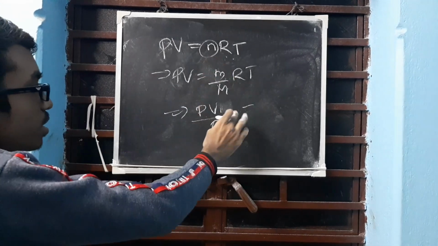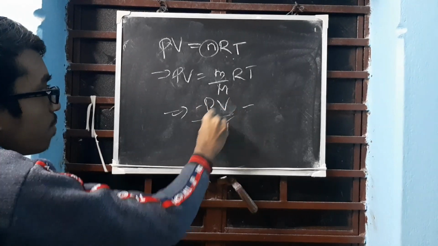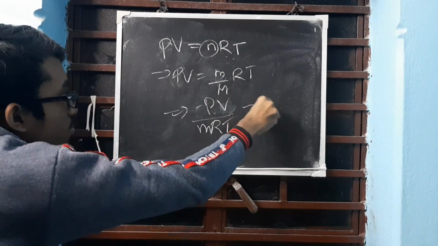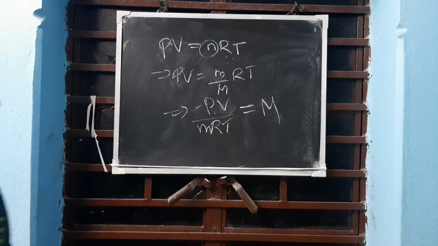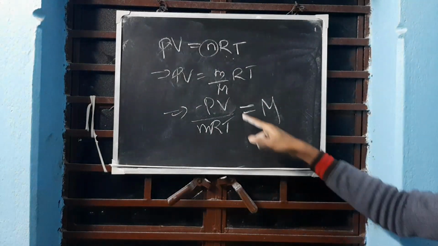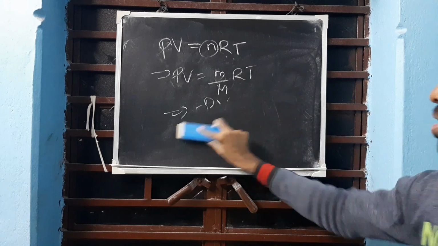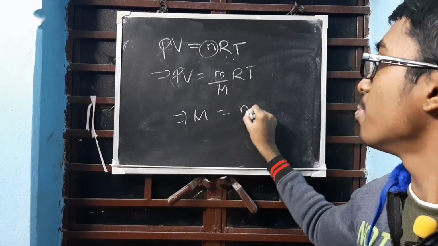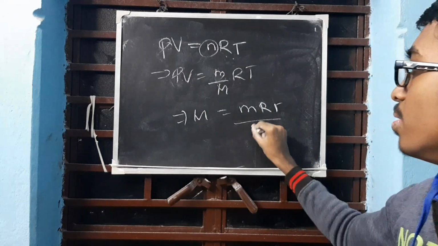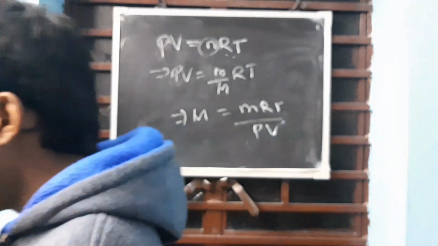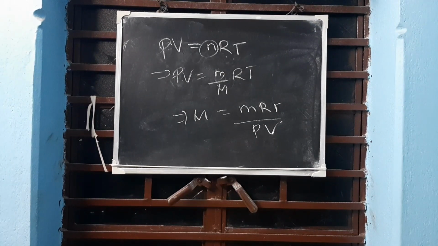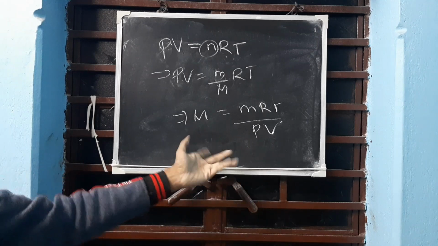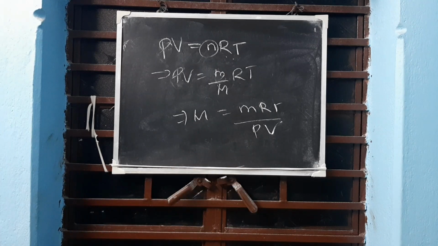Here m was there, so here you will not write anything. It will be PV by, this m will go down, MRT. This will become m. Clear? Is it right though? M will go here. No, this is wrong. Not right. This will be m equal to wRT, and this entire thing will come below, PV. Now it is okay. Clear? So this m will be equal to wRT by PV. Clear? So you can calculate molecular mass. No problem. Okay. Just make sure that you don't make this type of error like me.